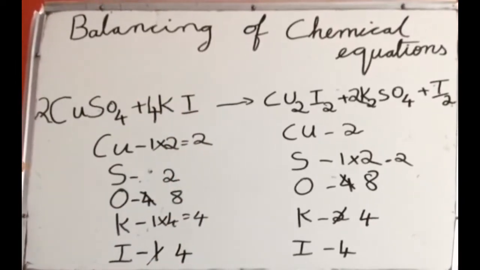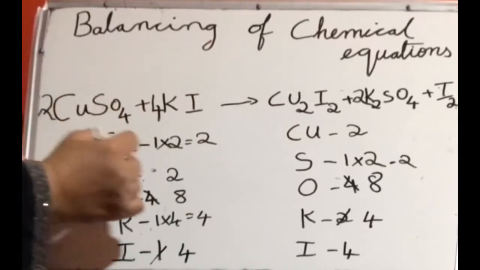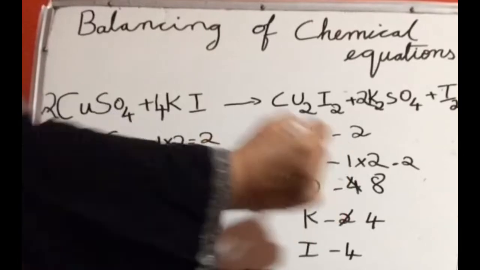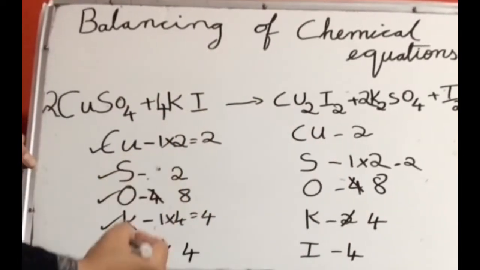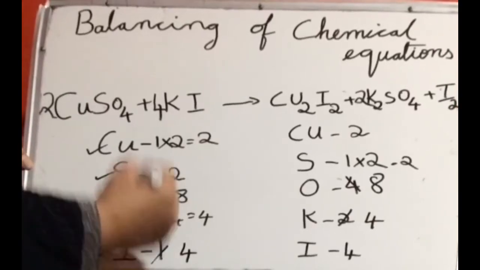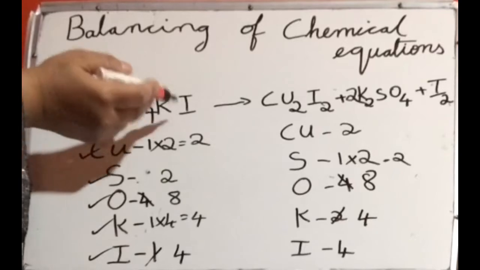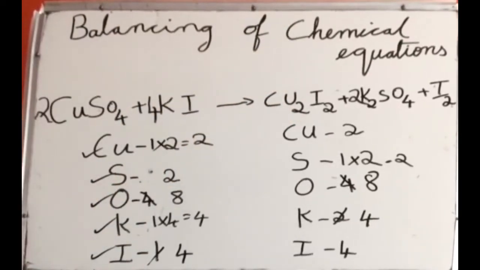So now let's see whether it is balanced. Copper is how much? 2. Here also 2. It is balanced. Sulfur 2. Here also 2. Balanced. Oxygen 8. Here also 8. Balanced. Potassium 4, 4. Balanced. Iodine 4, iodine 4. Balanced. So this equation is now balanced. 2CuSO4 plus 4KI gives Cu2I2 plus K2SO4 plus I2.